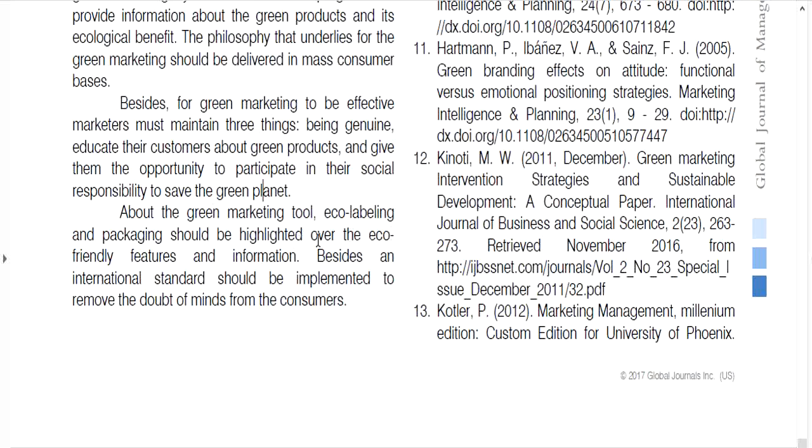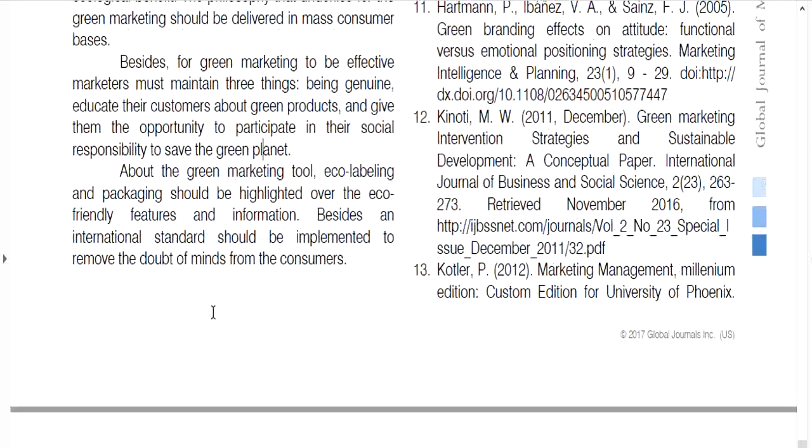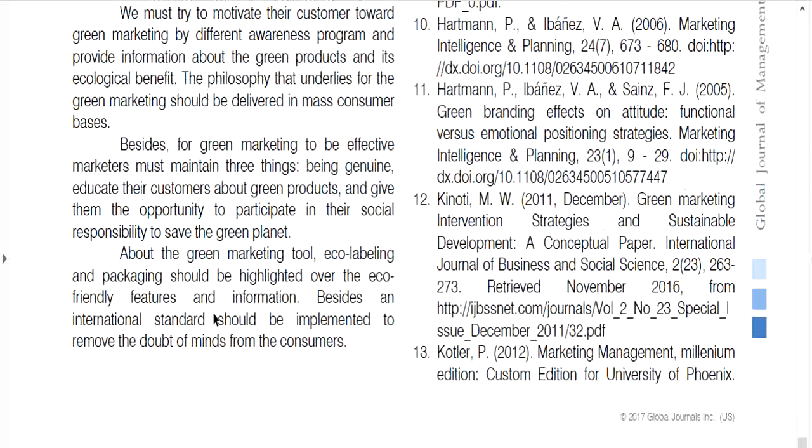About the green marketing tool, eco labeling and packaging should be highlighted over the eco-friendly features and information based on international standards. Besides, an international standard should be implemented to remove the doubt from the minds of customers. Another topic we can find from these 3 to 4 lines is that customers have doubt about green marketing. So you can conduct a study: what are the doubts which consumers have in their mind related to green marketing?